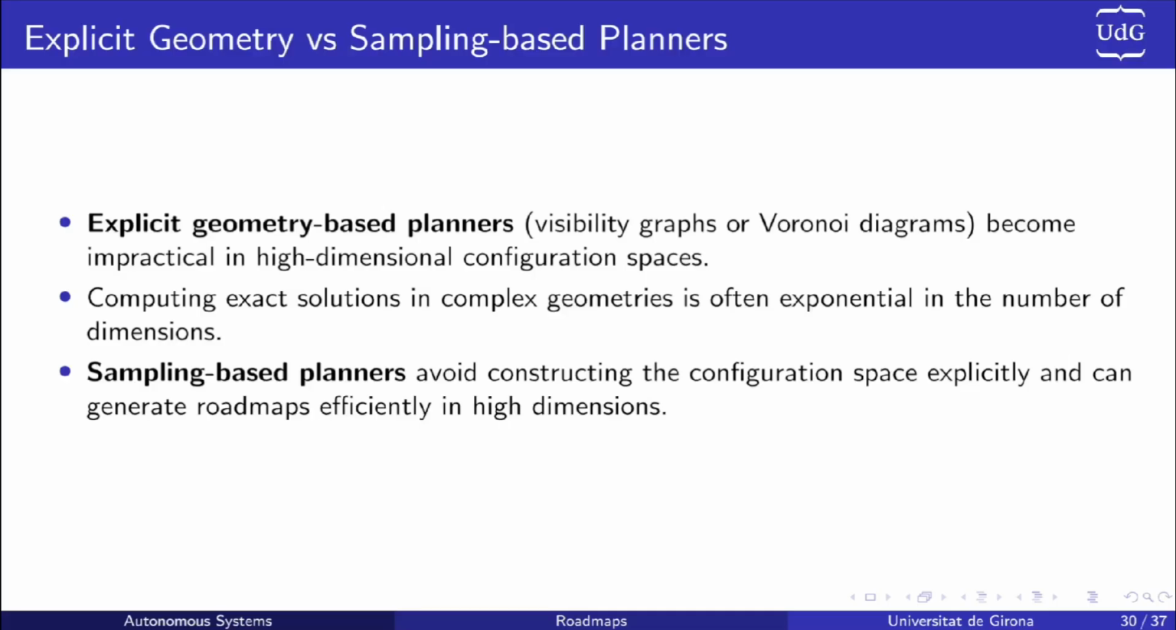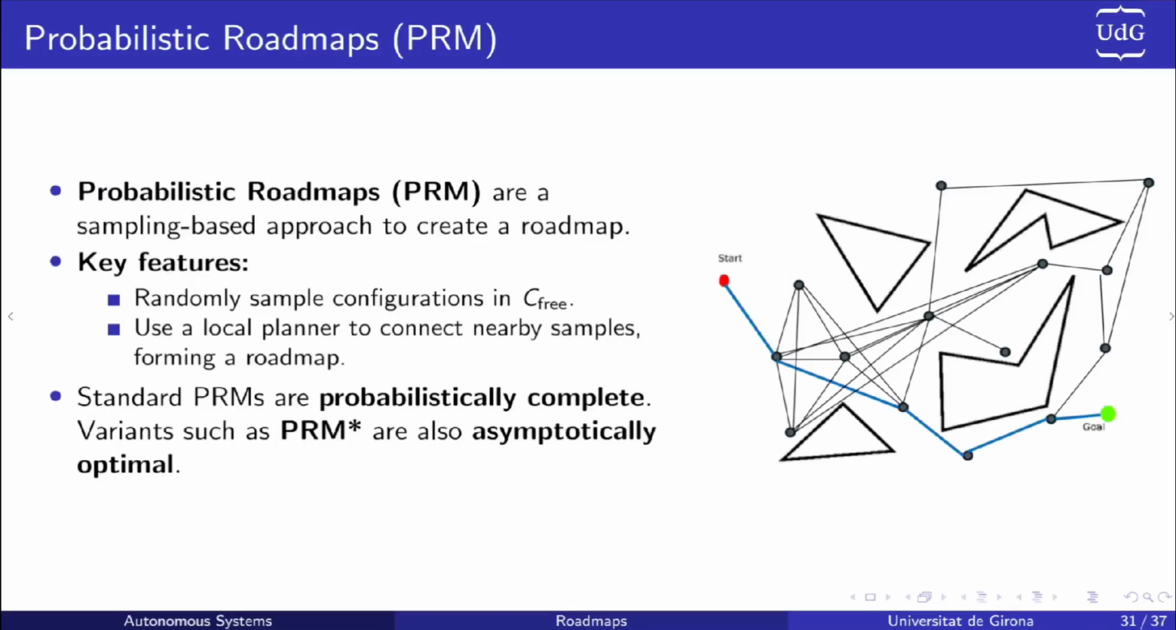Basically, it's because of that: they are efficient in high dimensions. This is the most critical thing. Although right now we are assuming a very low dimensionality problem, you have to think about the future, when you will work with real robots, and real robots are not points. They have lots of dimensions. Then the key idea of the sampling-based approach is just sampling positions, sampling vertices, and then using a local planner to connect them.